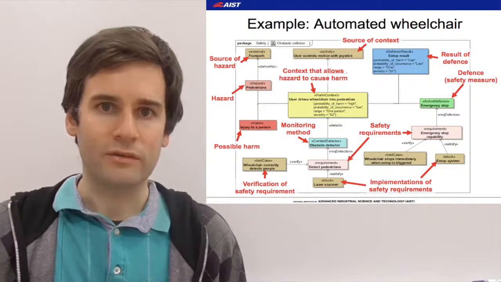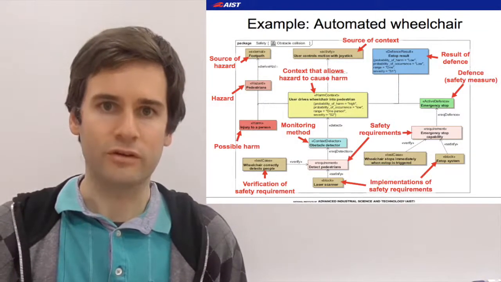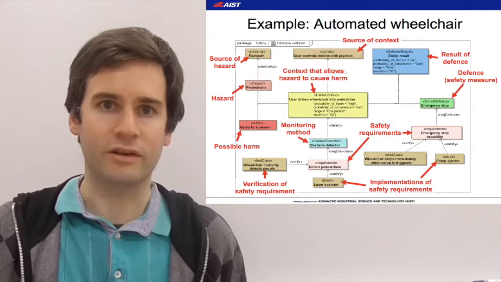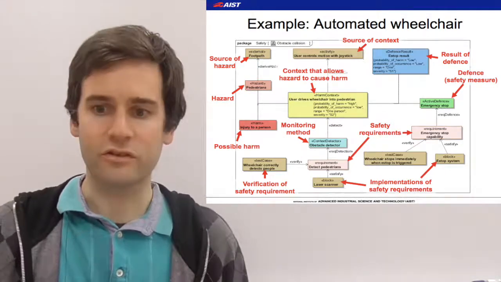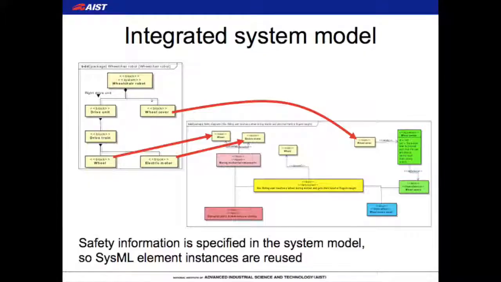And one thing I want to point out here is that on the previous slide, all the elements that were in brown were the system model. They were not part of SafeML. They were not directly part of the safety information, but they're related to it. And this shows how parts of the system model are integrated tightly with the safety information, allowing you to improve the traceability of your safety information throughout the system model and the system design itself.